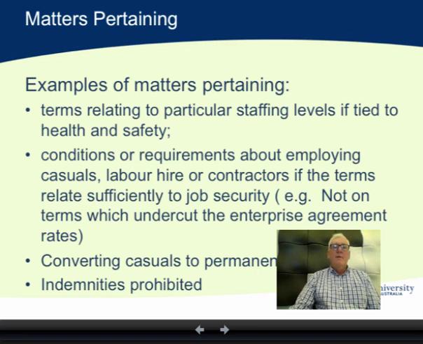Converting casuals to permanents, there can be a process that's set out. If you have a look in the version which I gave you from the university, you'll see that there is that reference to opportunities to convert from being a casual to a permanent after 12 months.